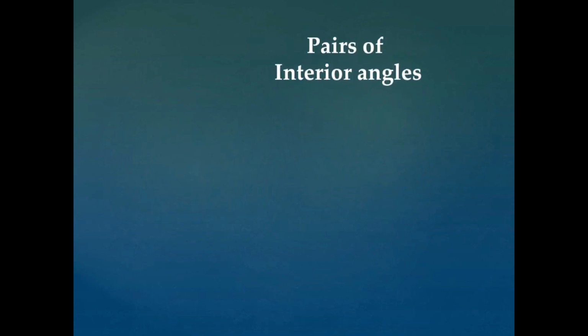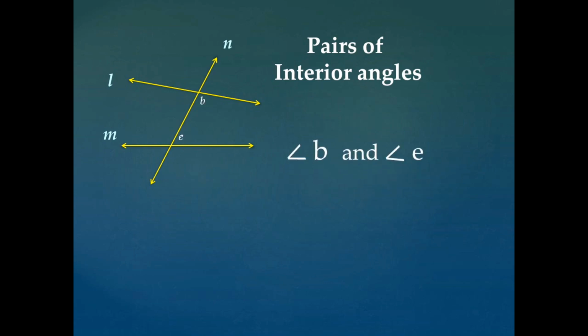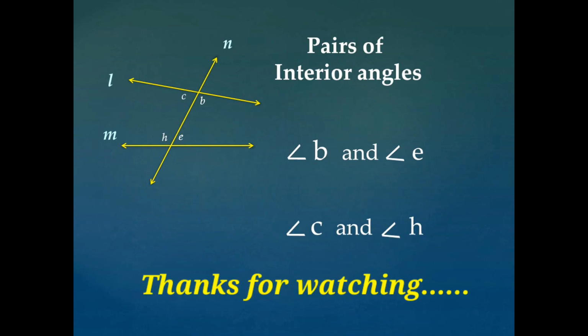Let us consider the third kind of pairs of angles, that is, pairs of interior angles. For this, consider the same diagram. In this, angle B and angle E are the first pair of interior angles, as these are in the interior of lines L and M and lie on the same side of the transversal. Angle C and angle H are another pair of interior angles.